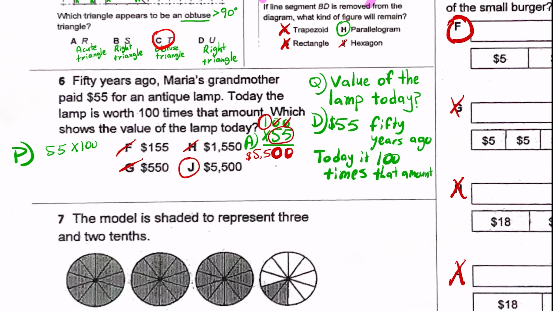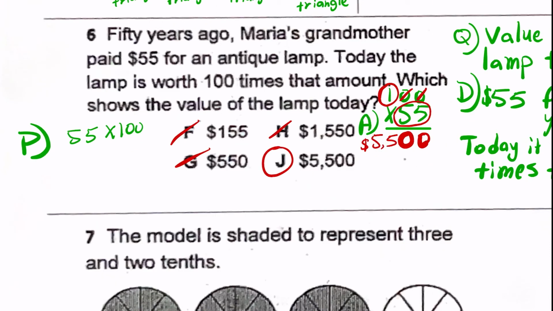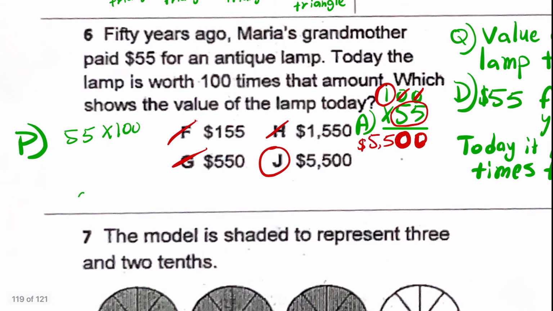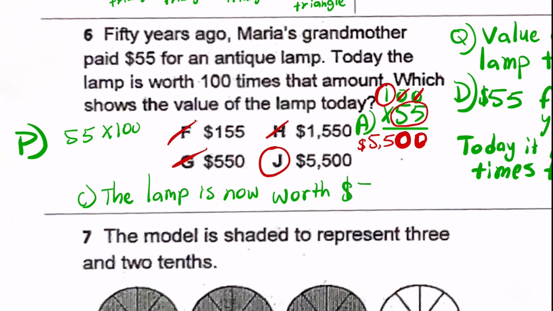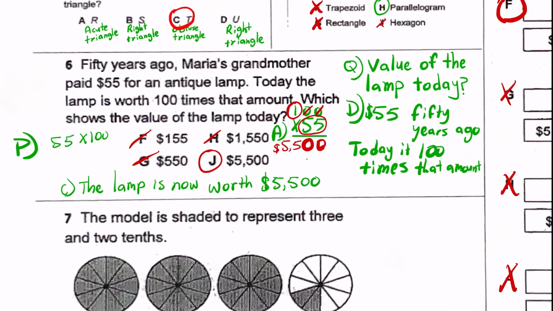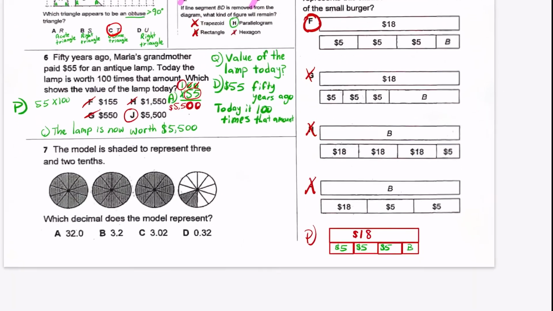It should look like this. And we can put our check. The lamp is now worth $5,500. Okay, and that was number 6. Let's go to number 7, which is the last one.